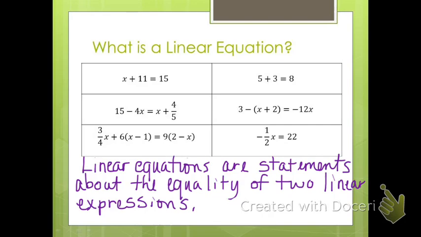And here is what linear equations are. They're statements about the equality of two linear expressions. So they're exactly that. They are two linear expressions set equal to one another. So in this example, x plus 11 is a linear expression, 15 is a linear expression, and I'm saying that x plus 11 is equal to 15. So on either side of the equal sign in all these cases are linear expressions, and they are connected by an equal sign. An expression alone does not have an equal sign.